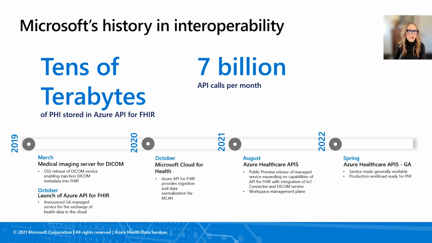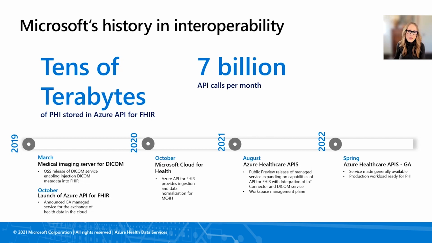We store tens of terabytes in the API for FHIR today, and we are doing over 7 billion API calls per month and growing rapidly. I think these numbers will look profoundly different even over the coming months. This service, in the context and history of health data systems and of Microsoft, is still nascent, but we are very quickly building GA'd, highly supported services to enable our partners.